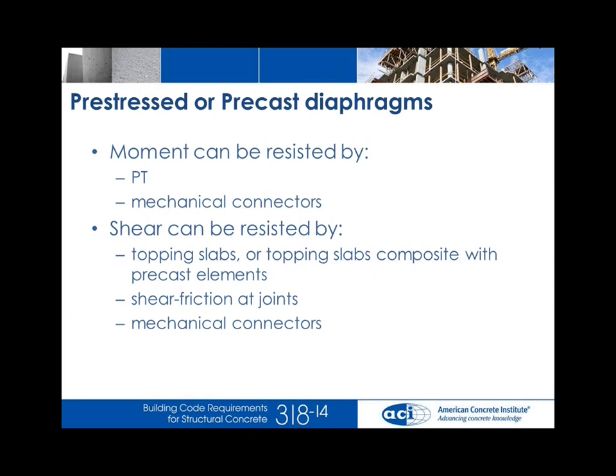It can be resisted by mechanical connectors. And shear can be resisted by topping slabs or topping slabs composite with precast elements. It can be resisted by shear friction at joints. And in fact, if you have precast elements that has a topping slab, then you really have to consider shear friction through the thickness of the topping as the way to resist shear between the different elements. And then mechanical connectors also are permitted.